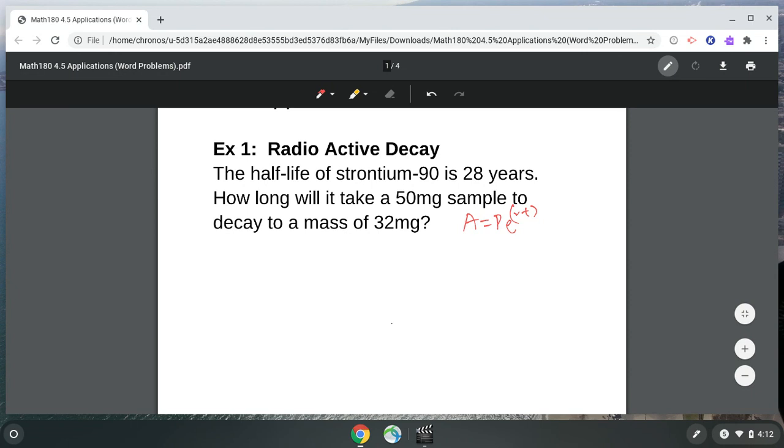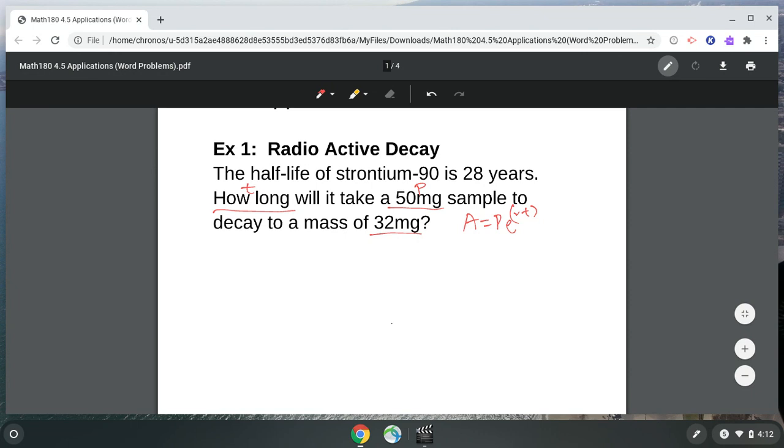Okay, so some pieces of information. How long will it take a 50 milligram sample to decay to a mass of 32 milligrams? So this here and this here, very important pieces of information. This 50 milligrams, that's our initial amount, so that's going to be our P value. And we want to know how long, so that's going to be t that we're going to be solving for.